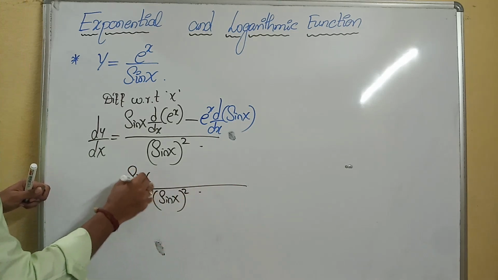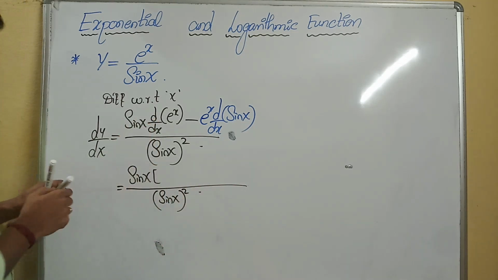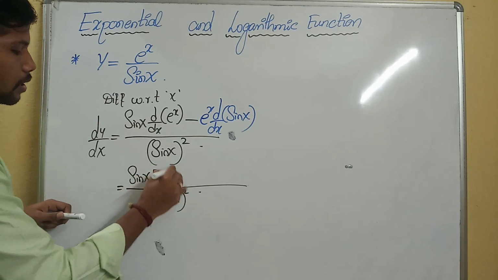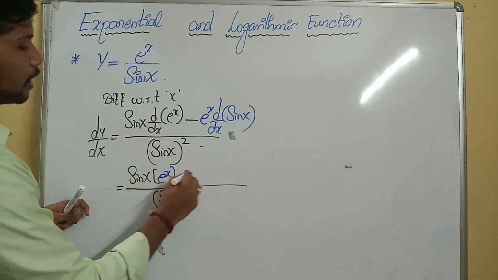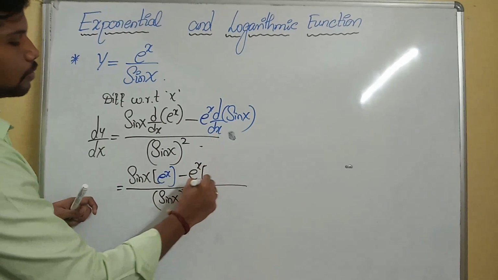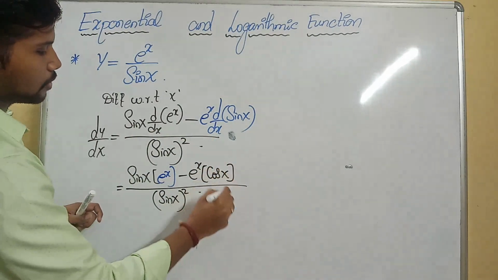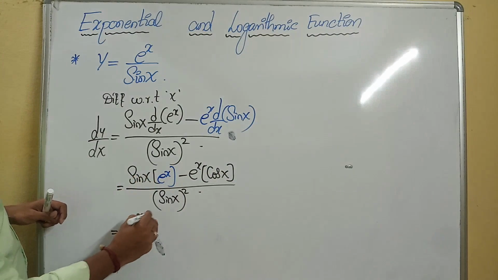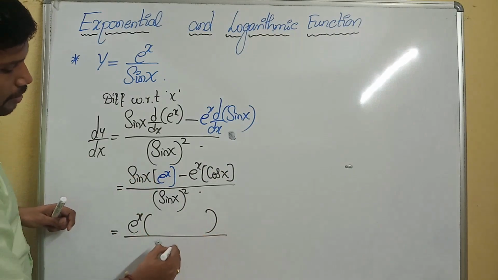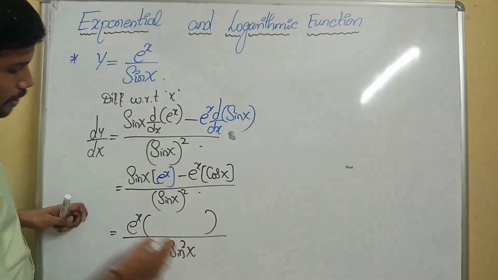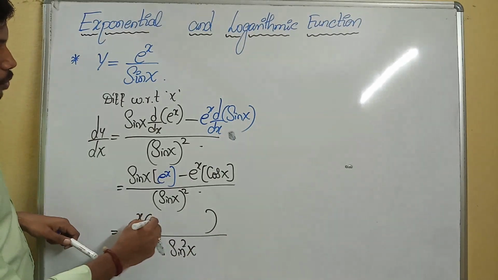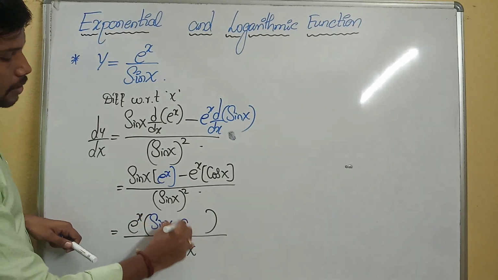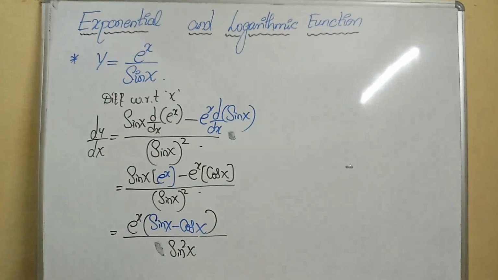Here it is sin x as it is, and e raised to x derivative, yes, we already learned, is e raised to x only, minus e raised to x times sin x derivative, which will be cos of x. In the numerator part something is common, yes, e raised to x is common. Whatever the leftover part I write, the denominator is sin square x. In the numerator part, what is the leftover term? It is sin x minus cos x. Understood?